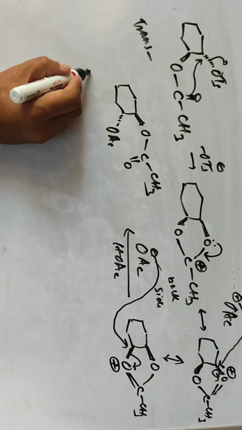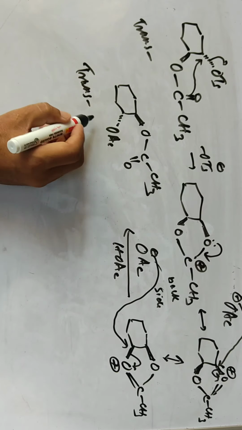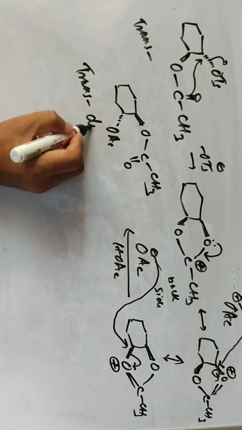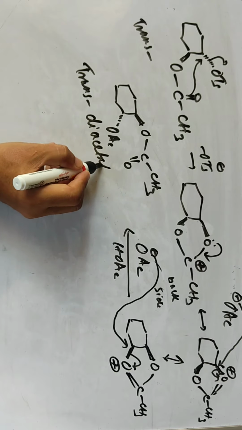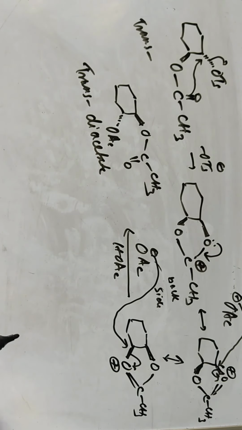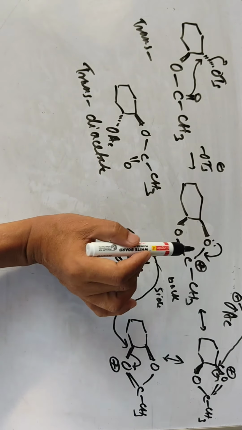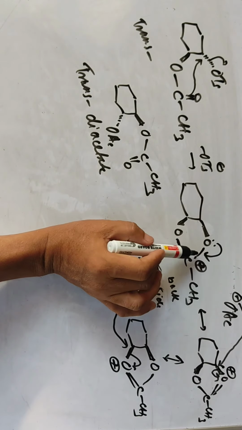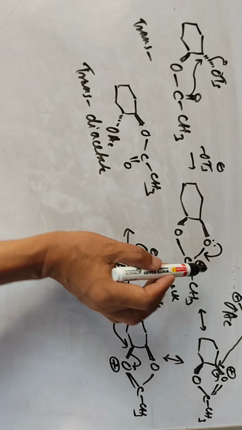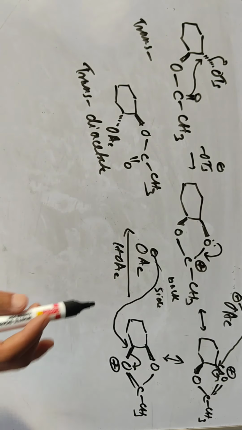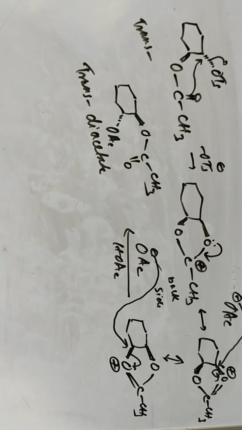So you get a trans system. So trans gives the trans isomer, trans diacetate, the product. So I'm showing here participation. In this case, participation of the lone pair electrons from the substrate takes place. So this mechanism shows that neighboring group participation takes place in these reactions.